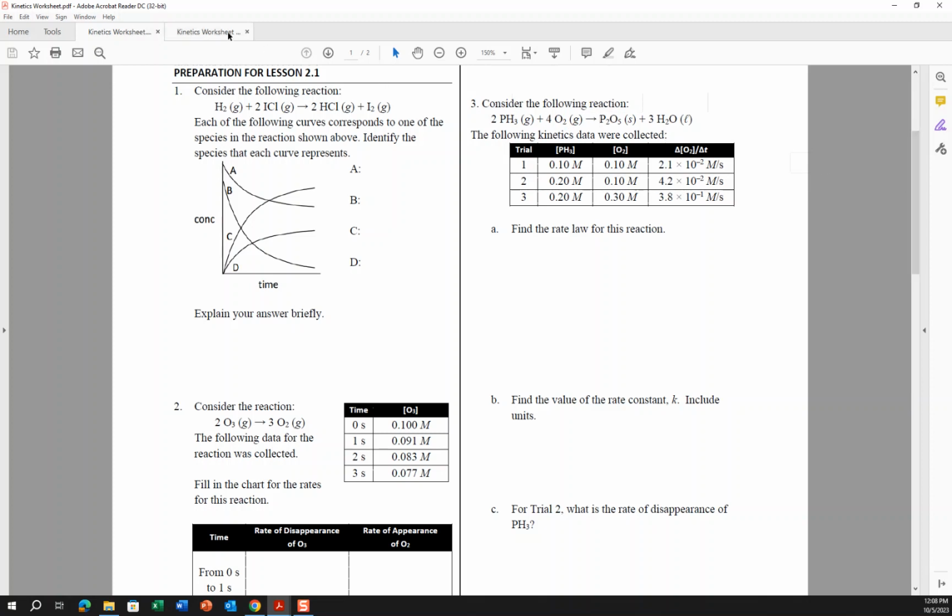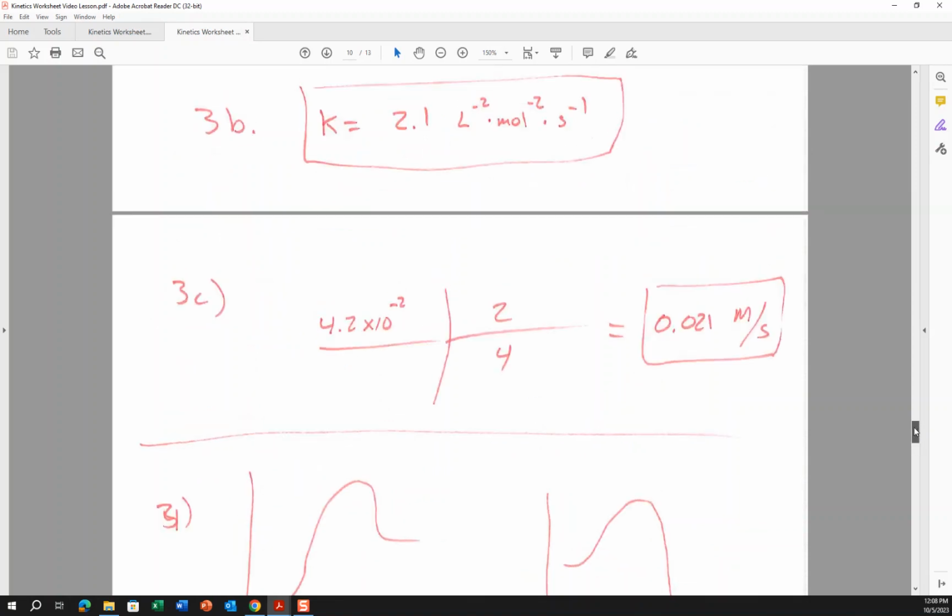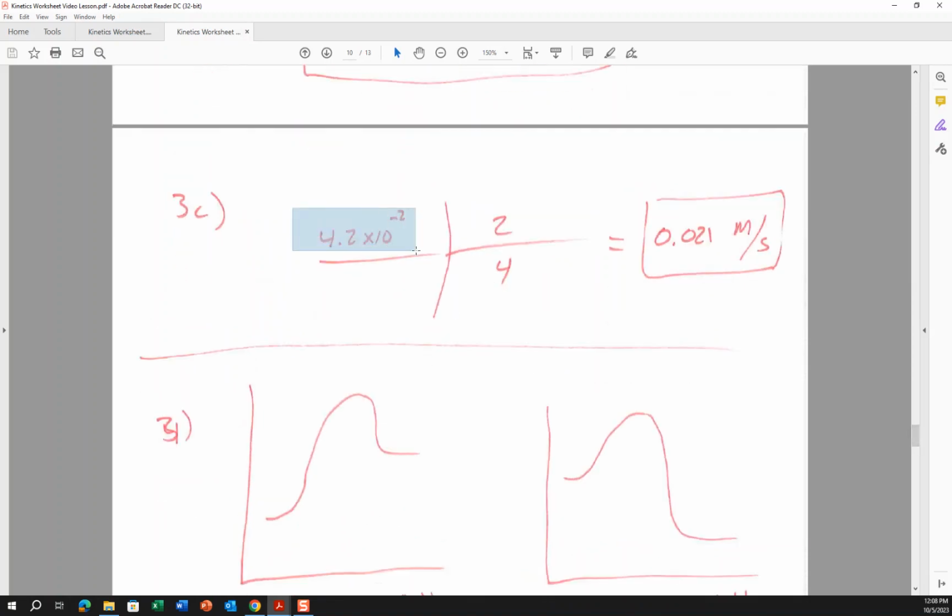So all we would have to do is take our rate of disappearance of oxygen from trial 2 and multiply it by our coefficients. Our coefficient for PH3 was 2, our coefficient of oxygen was 4, so multiply it by 2 over 4, and that gives us the rate of consumption or the rate of disappearance of PH3 for the same trial. Okay? All right. So let's go to the next one.